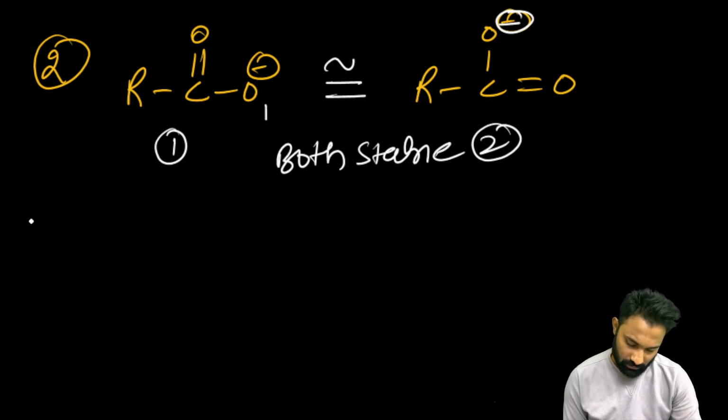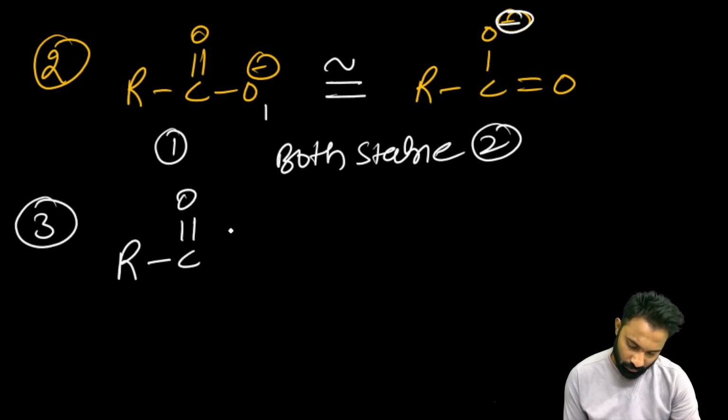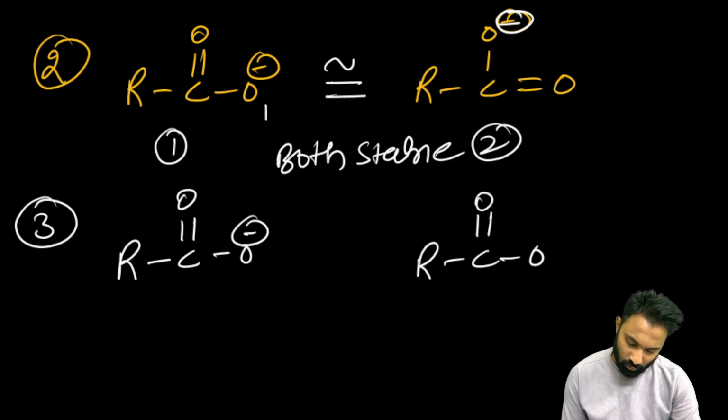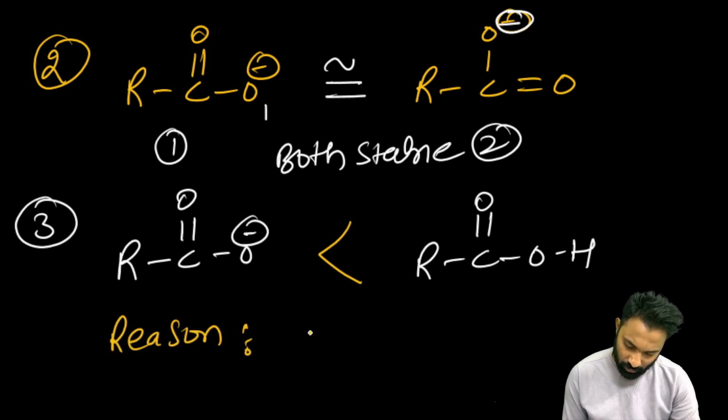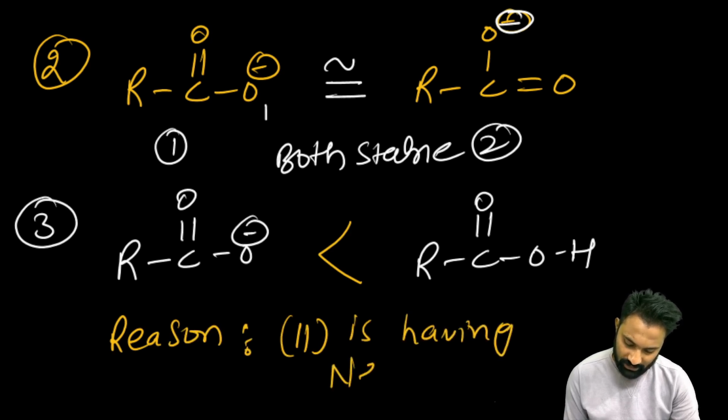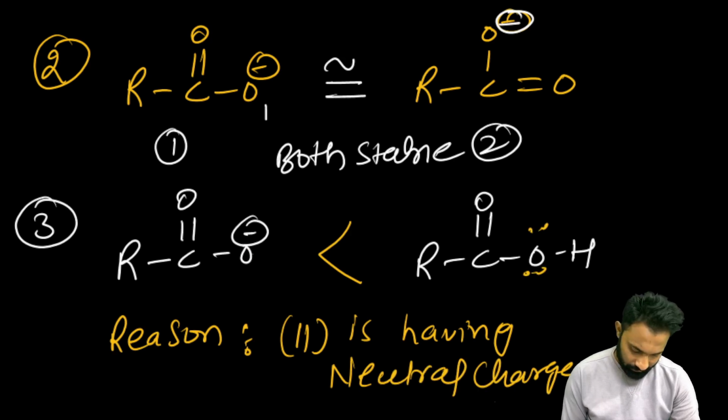Done. Now we'll see another example. In this example, one they have given C double bond O minus, and the other they have given RC double bond O H. Among 1 and 2, which is the more stable resonating structure? 2 is the more stable resonating structure. Why? Reason: 2 has a neutral charge. Clear? This is neutral, right? Here it has a charge. Done?